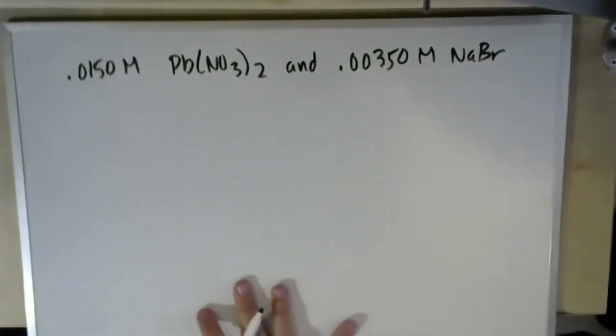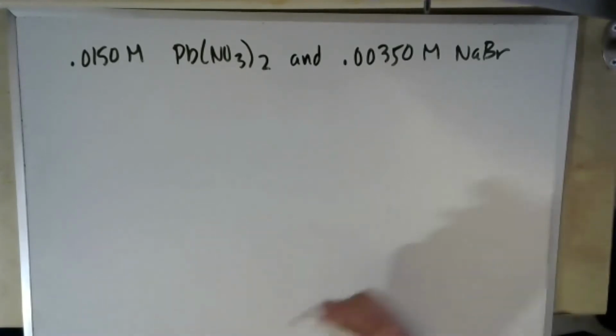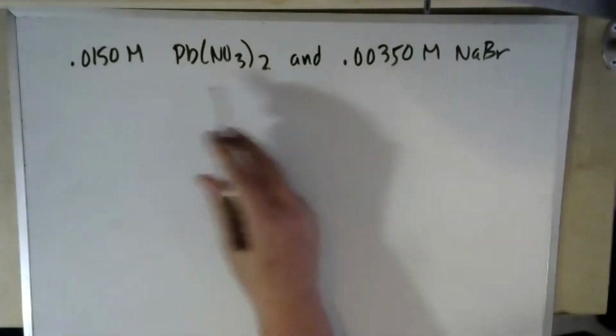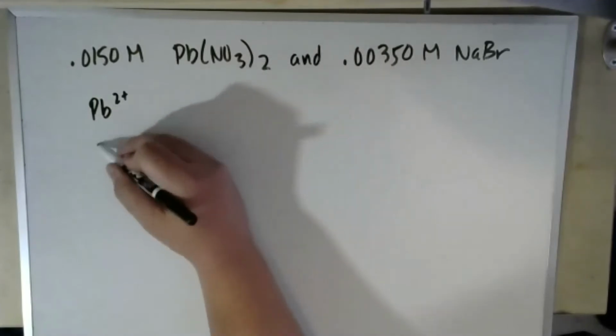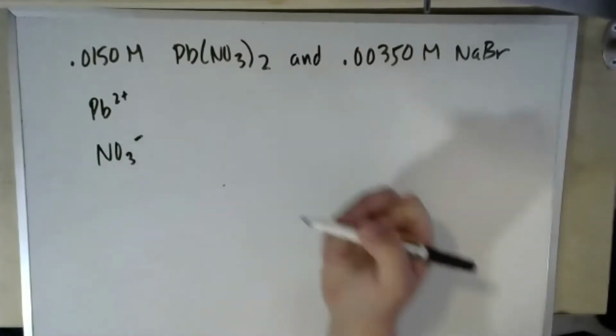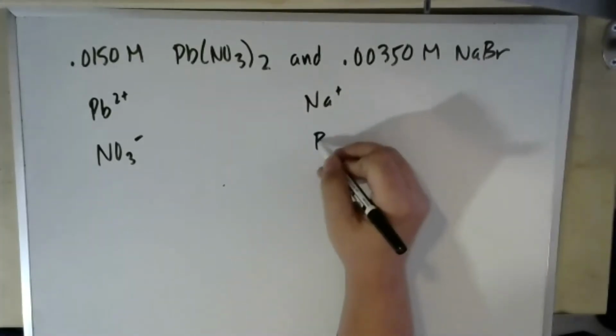Okay, so we're mixing these two reagents together and we want to know if a precipitate forms when we mix this solution. Okay, so we want to do a few things here to start with. We need to know, first of all, if any insoluble product will form when we mix these. Okay, so we're going to look at the components here. We have our lead ion and our nitrate ion. Okay, and we have our sodium ion and our bromide ion.